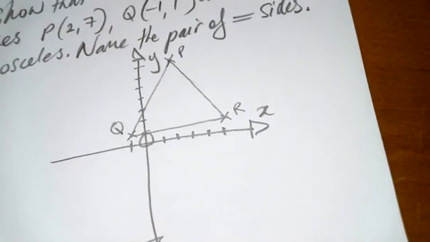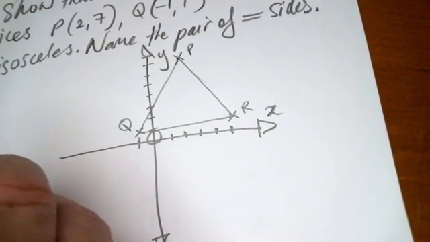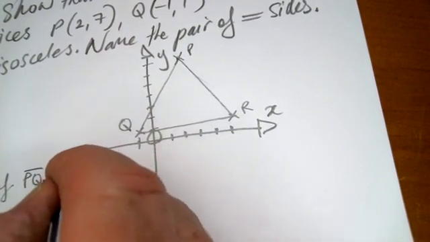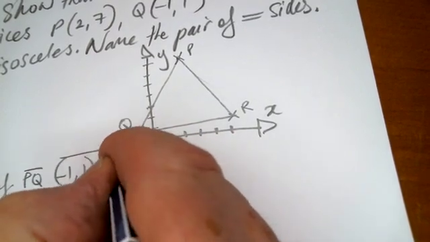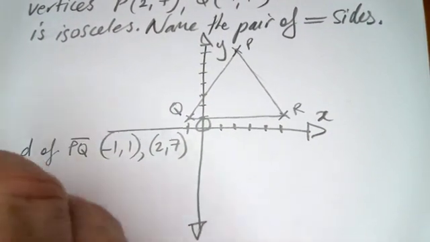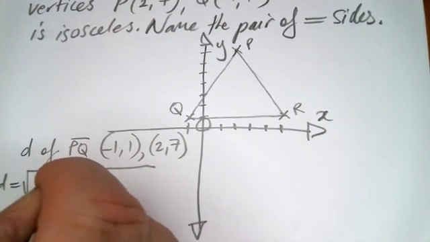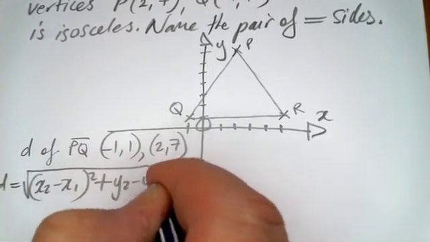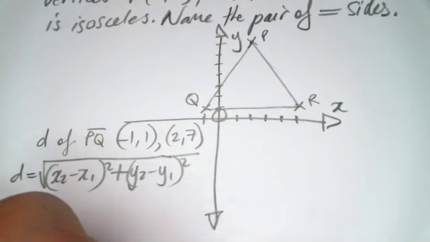So we've got some detail here to put in. I'm going to write here the distance of line segment PQ. I'm going to write the detail in here. I've got negative 1, 1, and a comma in between, and a 2, 7. That's the detail for the distance, which I'm going to insert into the distance formula. The distance formula is the square root of x2 minus x1 all squared plus y2 minus y1 all squared. So let's throw all that in first. Let's see where we end up.